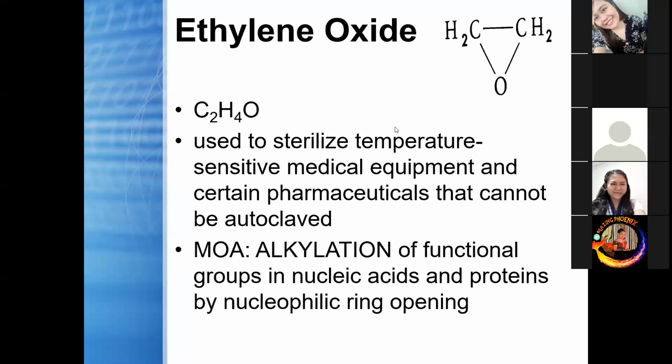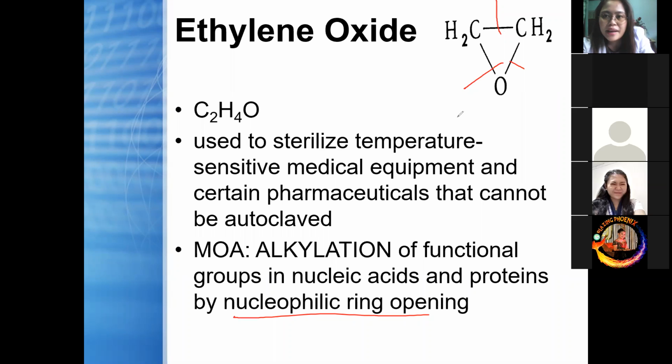Alright, let's continue. So, what does ethylene oxide do inside the body, or in bacteria? Once ethylene oxide comes into contact with the bacteria, it can penetrate the cell membrane of the bacteria, and the ring opens and the bonds are broken. Okay, it opens. That is called nucleophilic ring opening.